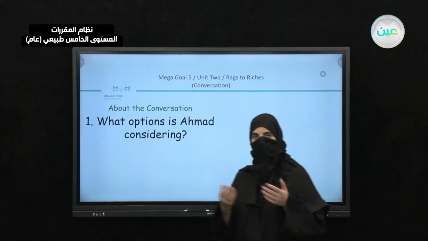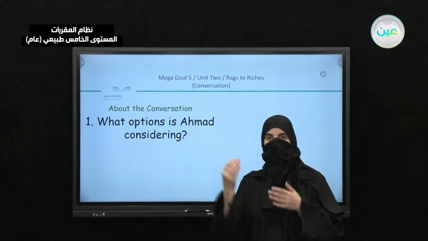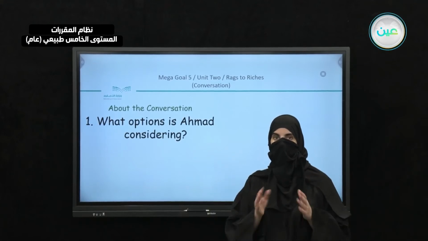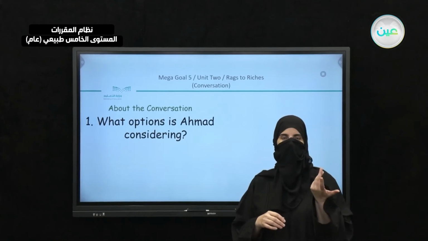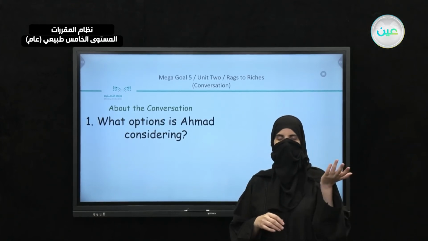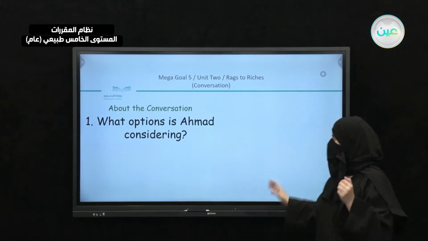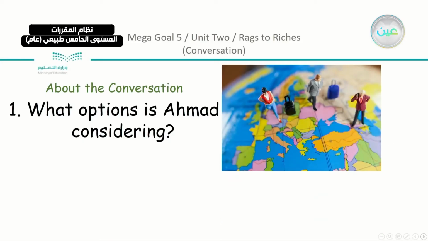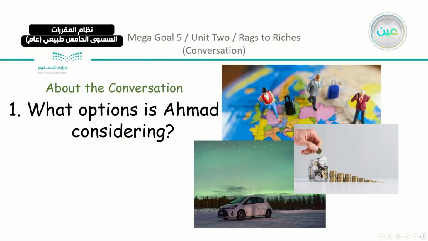So you heard the conversation between Ahmed and Ibrahim. Now the first question that we have in your book, in the conversation part, is: what options is Ahmed considering? He has a lot in mind. Here he thought about 3 things. He mentioned taking a vacation, buying a used car, and also saving the money for a rainy day. We'll see later what that means.